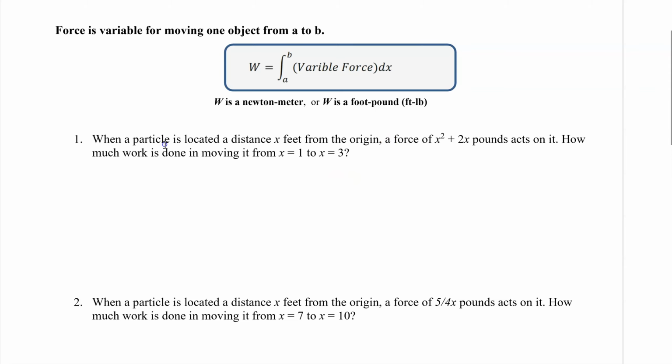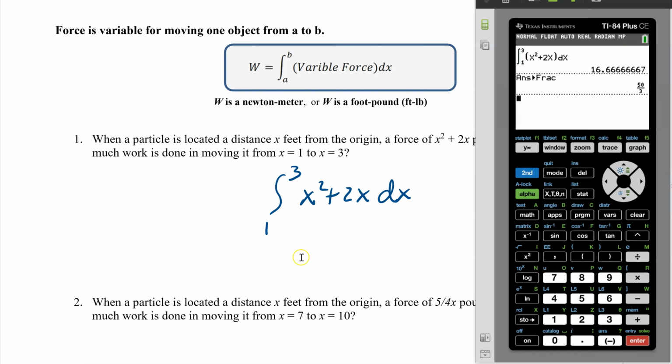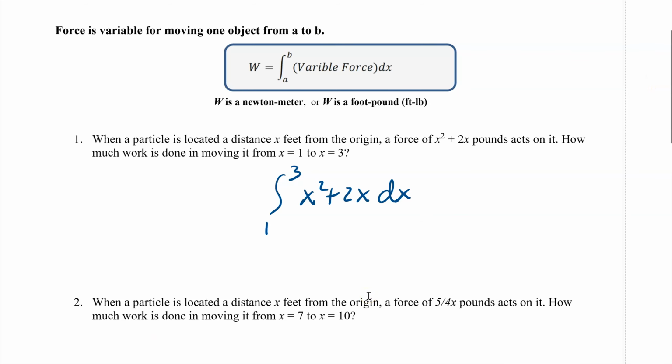We have a particle located a distance x feet from the origin. A force of x squared plus 2x pounds acts on it. How much work is done in moving it from 1 to 3? So all we have to do is take the integral from 1 to 3 of x squared plus 2x dx, and then plug it into our calculator, and it gives us an answer, which is 16.7 foot-pounds. The reason I know that is x is in feet and this is in pounds, so it's foot-pounds.